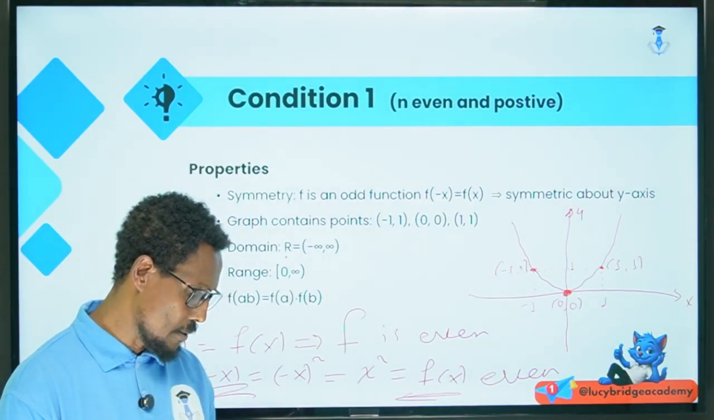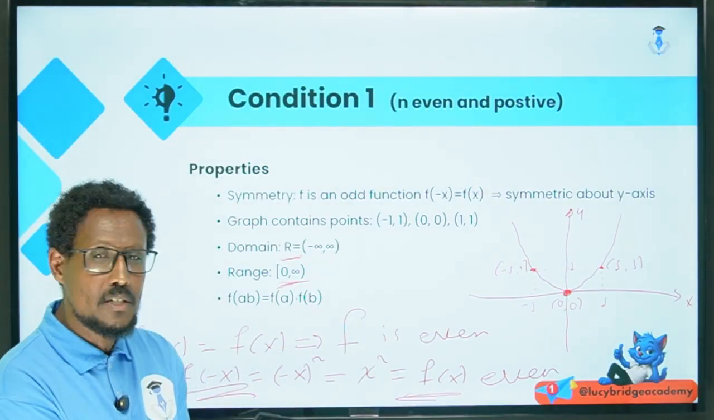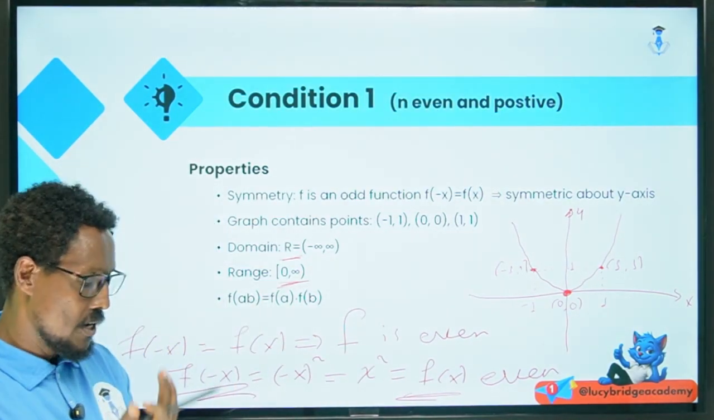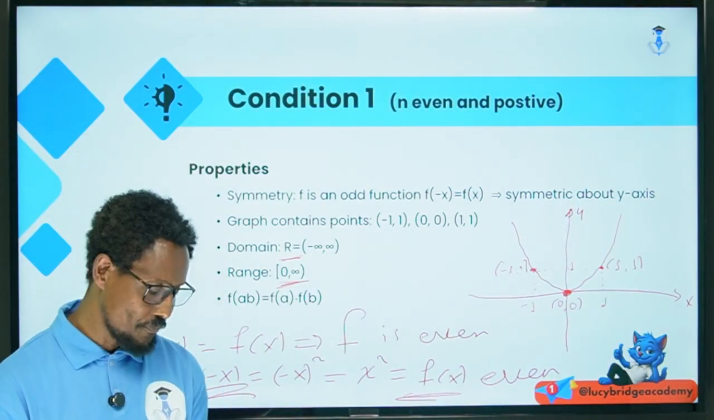ኦኬ ሬንጃቸው 0 እና ከ0 በላይ ማለት the domain is the set of real numbers and the range is greater than or equal to 0 because it is above the x axis. Okay, it is completely above the x axis, including the point 0 0.